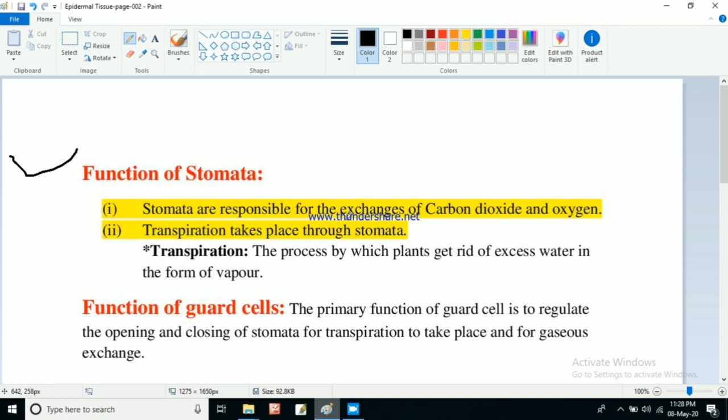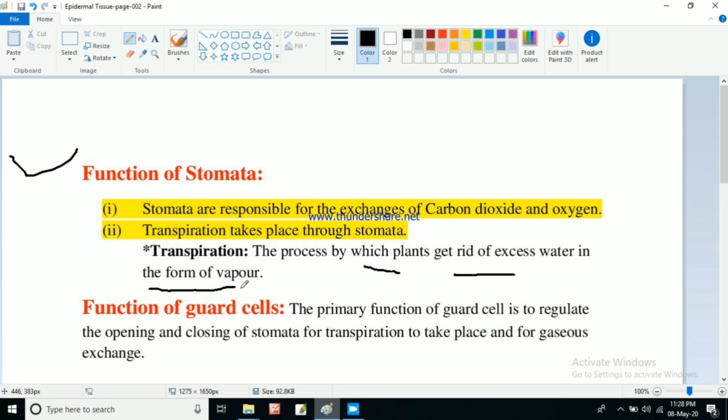Means through this stomata, what happens? Carbon dioxide is accepted and oxygen is released, and transpiration takes place through stomata. Another process, transpiration, also takes place through stomata. And what is transpiration? The process by which plants get rid of excess water in the form of vapor.